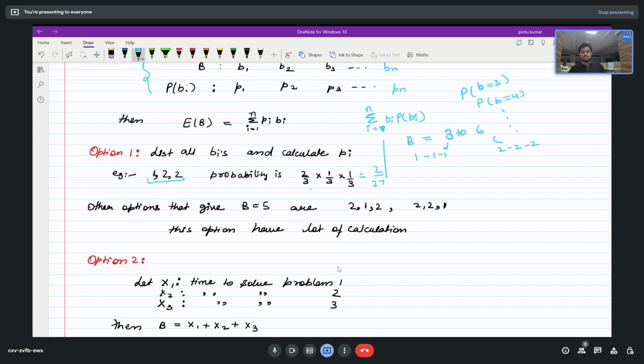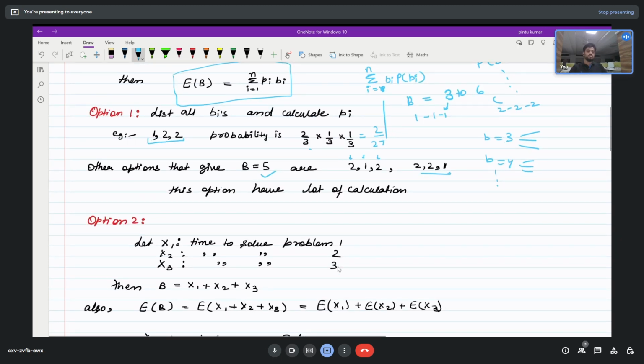But there are other options that can also lead to 5. It is like taking 2 days for the first, 1 day for the second, and 2 days for the third, and similarly this option. If you go by this method, it will involve a lot of calculations. You have to find, for B equal to 3, what cases can be made, then B equal to 4, what cases can be made, and then finally sum it up and use this formula to evaluate the probability. There's another way we can make our calculation simple.